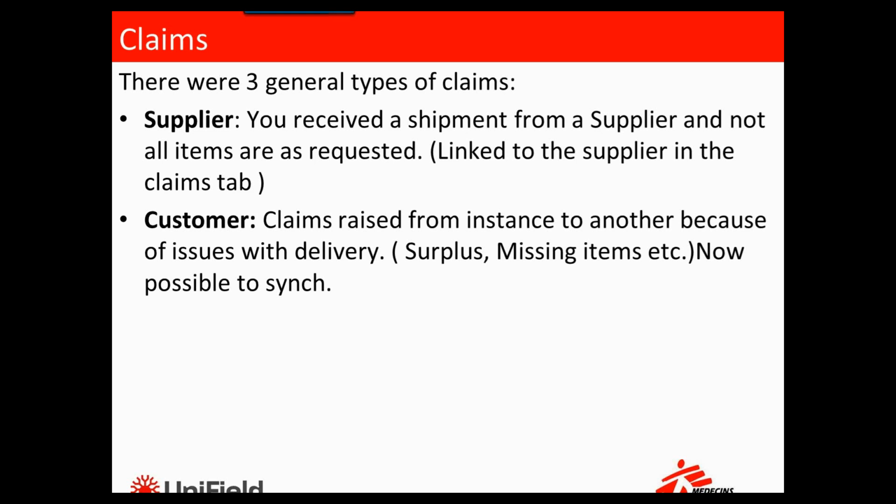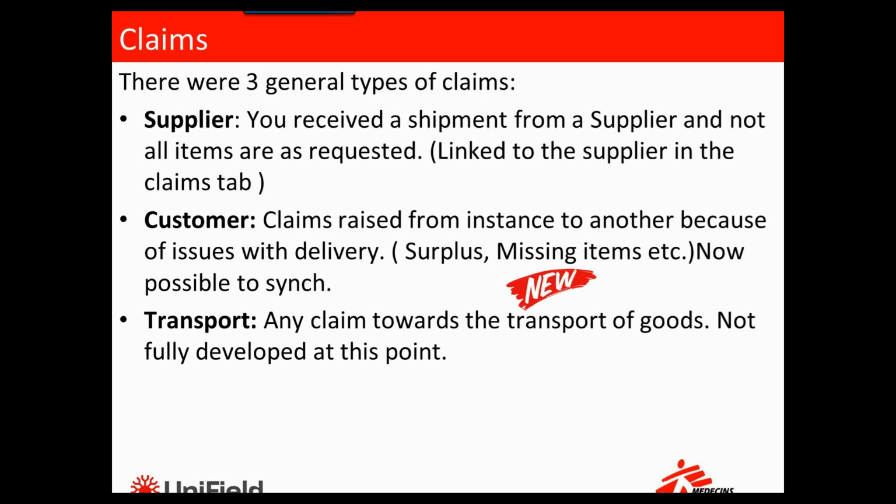With version number 7 of Unifield, it's now possible to synchronize. Before, we would just register a claim in our system, and it would go to the claims tab on the supplier information, and that was it. Then we had to write an email, and there would be a different beginning of a cycle that had to start, a separate one, maybe out of the system, on how to do the claims. But now, with Unifield version 7, it's possible to synchronize the claim.